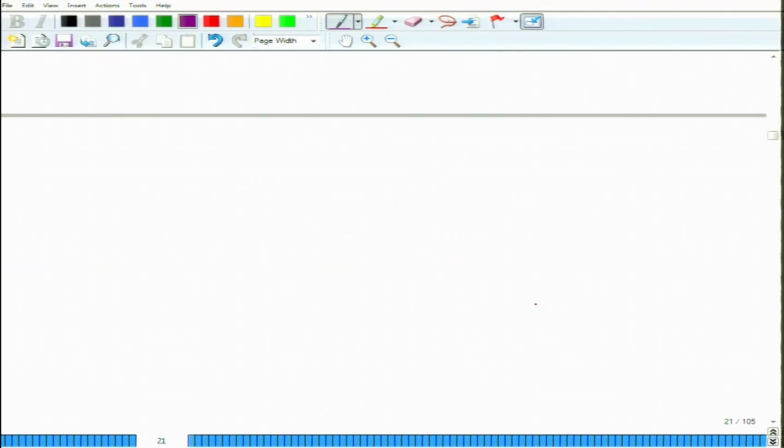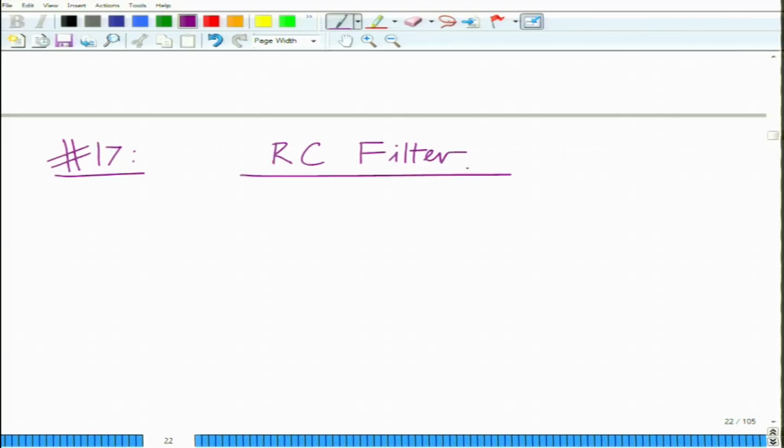Okay. Alright. So, let us proceed to the next problem, that is problem number 17, and this is with respect to an RC filter, and this talks about the rise time of an RC filter. This deals with the concept of the rise time of an RC filter, and the problem is as follows.